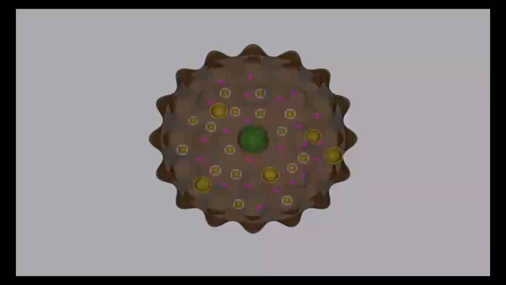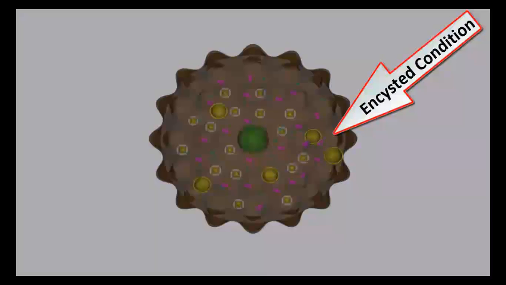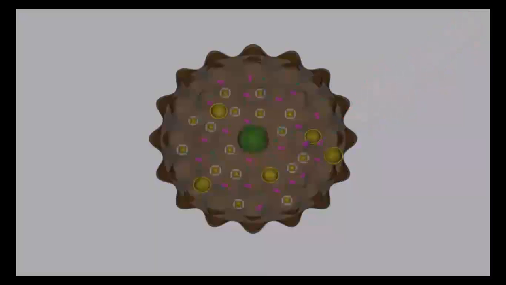So this condition is called encysted condition. Here actually you should note one important point. Asexual reproduction takes place during favorable conditions and sexual reproduction takes place under unfavorable conditions. So before the advent of unfavorable conditions, Chlamydomonas undergoes sexual reproduction. After sexual union, the zygote should undergo a period of rest during unfavorable conditions. For that, the zygote produces a thick wall around. And in this encysted condition, it tides over the unfavorable conditions.